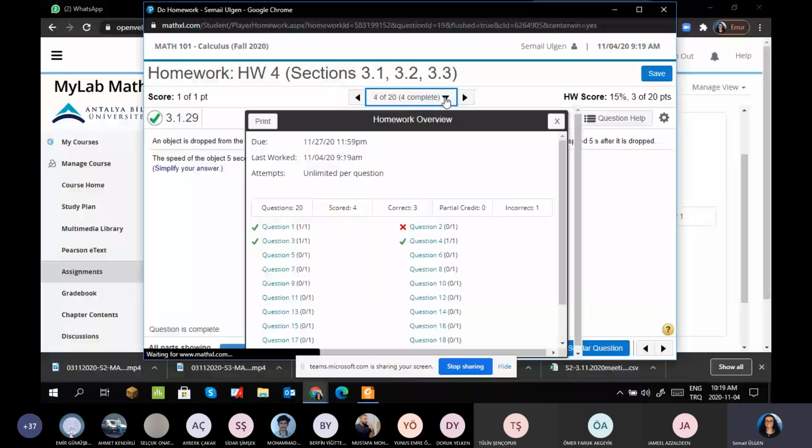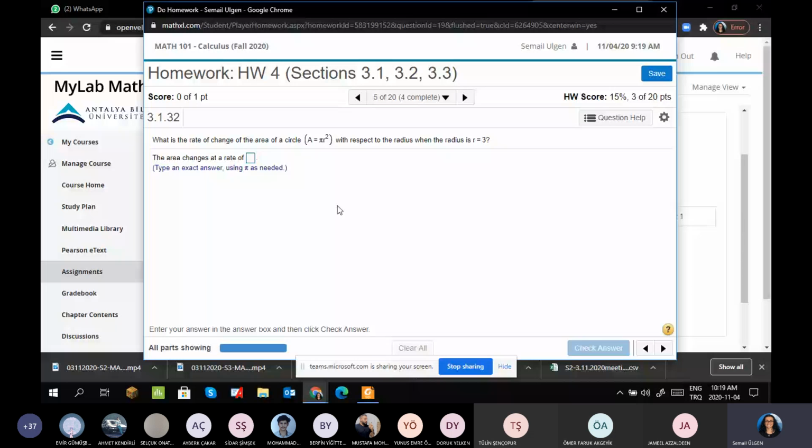Question 5. What's the rate of change of the area of a circle with respect to the radius when the radius is r equals 3? So how are we going to do that? They are talking about the area of a circle, which is A equals pi r squared. But we want to know the rate of change.